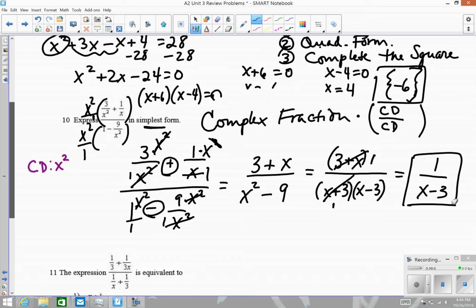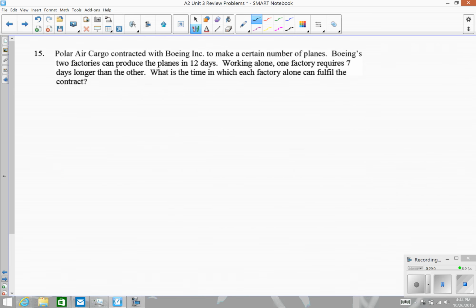All right, moving on to the next problem. We are going to look at number 15. This is one of those work problems. We have Polar Air Cargo contracting with Boeing. They're going to make a certain number of planes. Don't know what that number is. Boeing's got 2 factories to produce whatever that certain number of planes is. And looks like those 2 factories can produce in 12 days however many planes they need. Whatever that number is, we're going to call that one complete job. So looks like working together, these 2 factories can complete one job in 12 days.